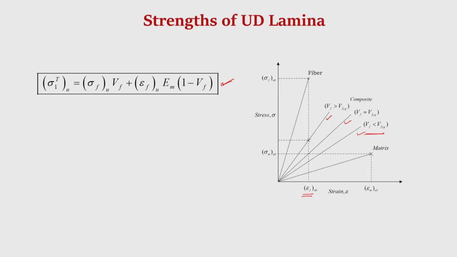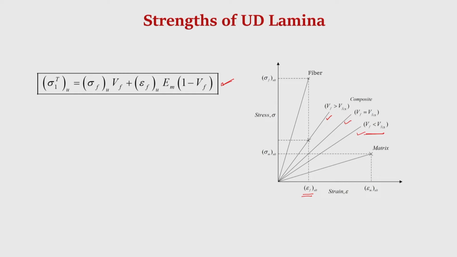We have also seen that there is a minimum volume fraction. If the volume fraction is below the minimum, then even if the fibers break, the remaining matrix could actually withstand the load. Therefore, we understood the influence of volume fraction on the longitudinal tensile strength of the lamina or the composite. In all this, we made certain assumptions.